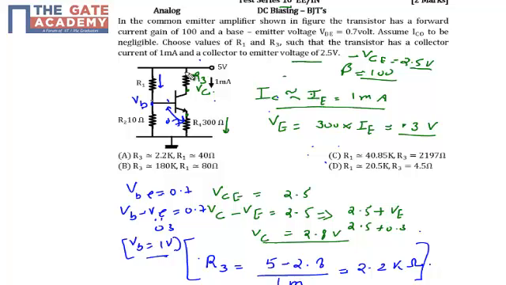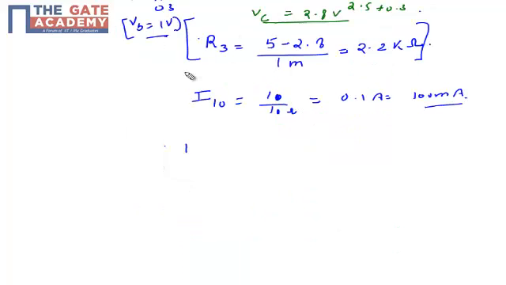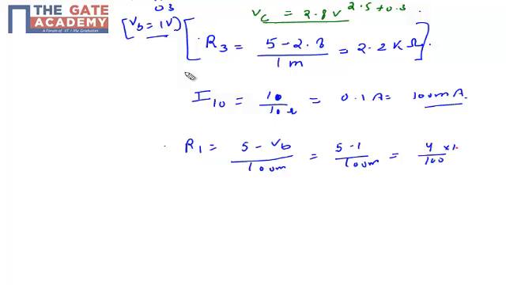We already know VB, and we know the supply voltage of 5 volt, so we also know the voltage difference across R1. So my R1 will be equal to 5 minus VB by 100 milliampere, which is 5 minus 1 by 100 milliampere, which makes R1 equal to 4 upon 100 into 1000, the 100 cancels, which gives 40 ohms. This means the value of R1 is 40 ohms, and the value of R3 is 2.2 kilo ohm.